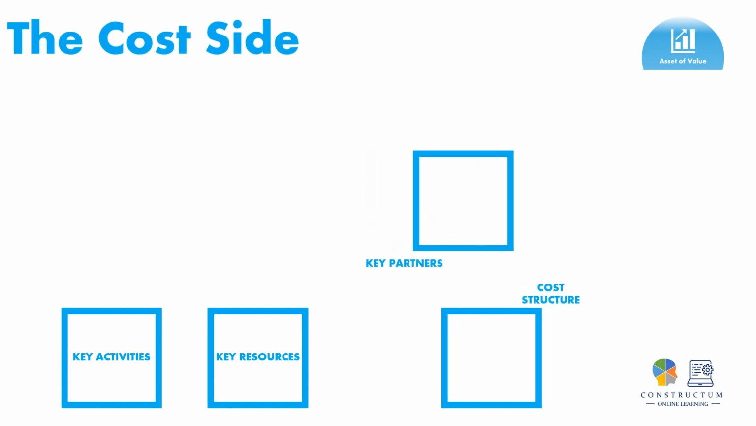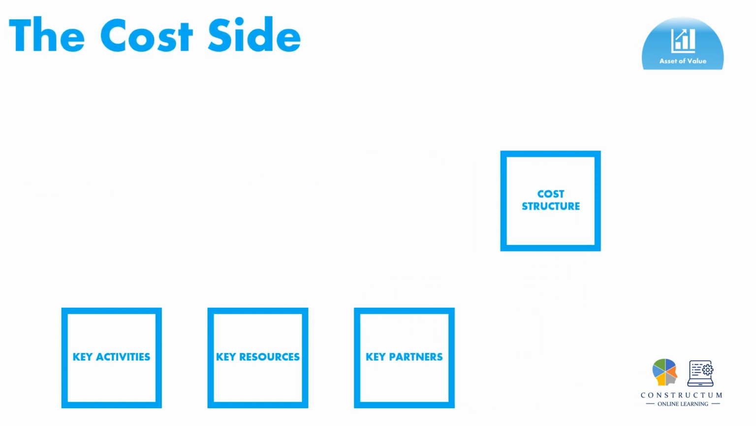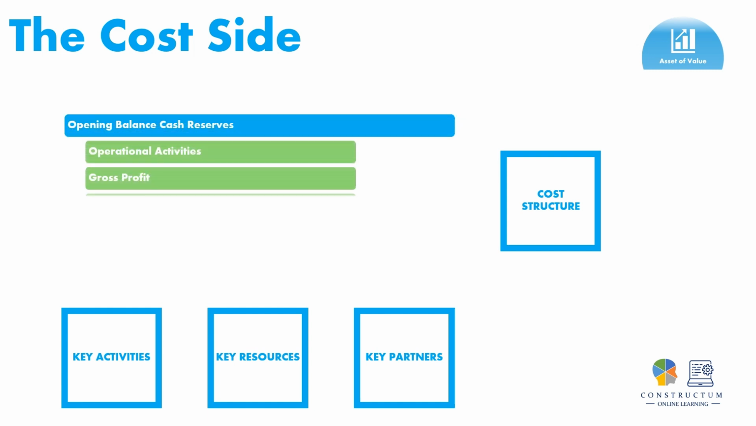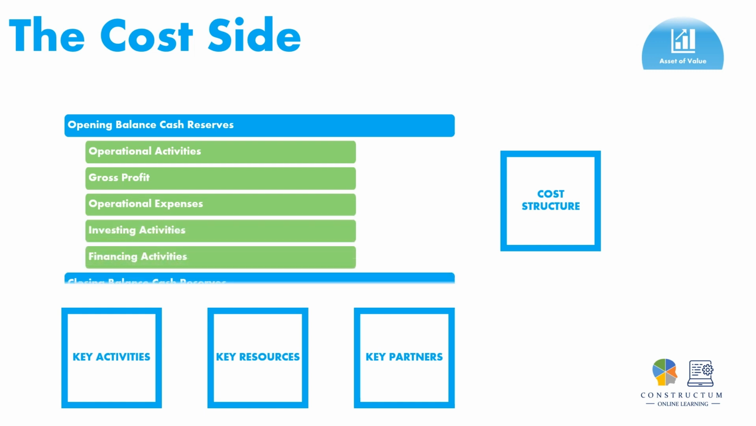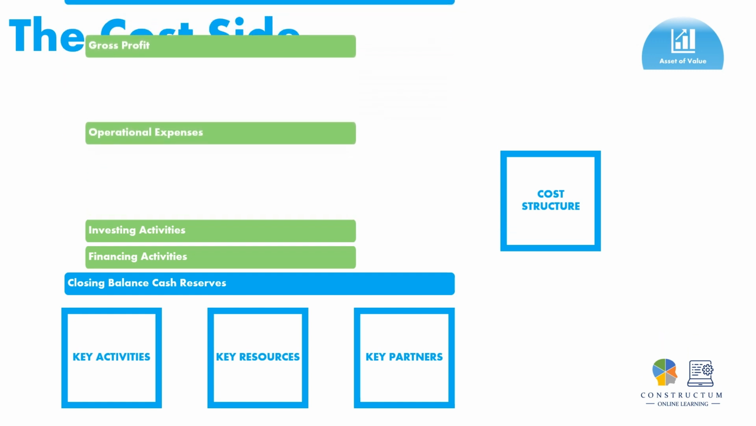Now we come to the last component of the cost side of the business model canvas, namely the cost structure of your business. By now, you know what activities must be performed, by whom, with what resources, and in conjunction with which strategic partners. With this information, you can now craft the cost structure of your business. I recommend you use the format of the cash flow statement as a template for this exercise.